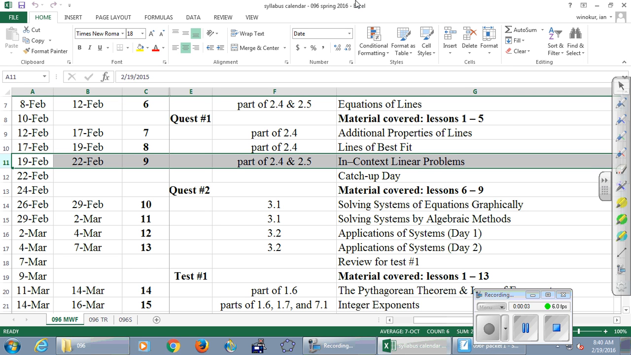Happy Friday. Today we are covering class number 9, which is in context linear problems. In context we can translate to word problems.